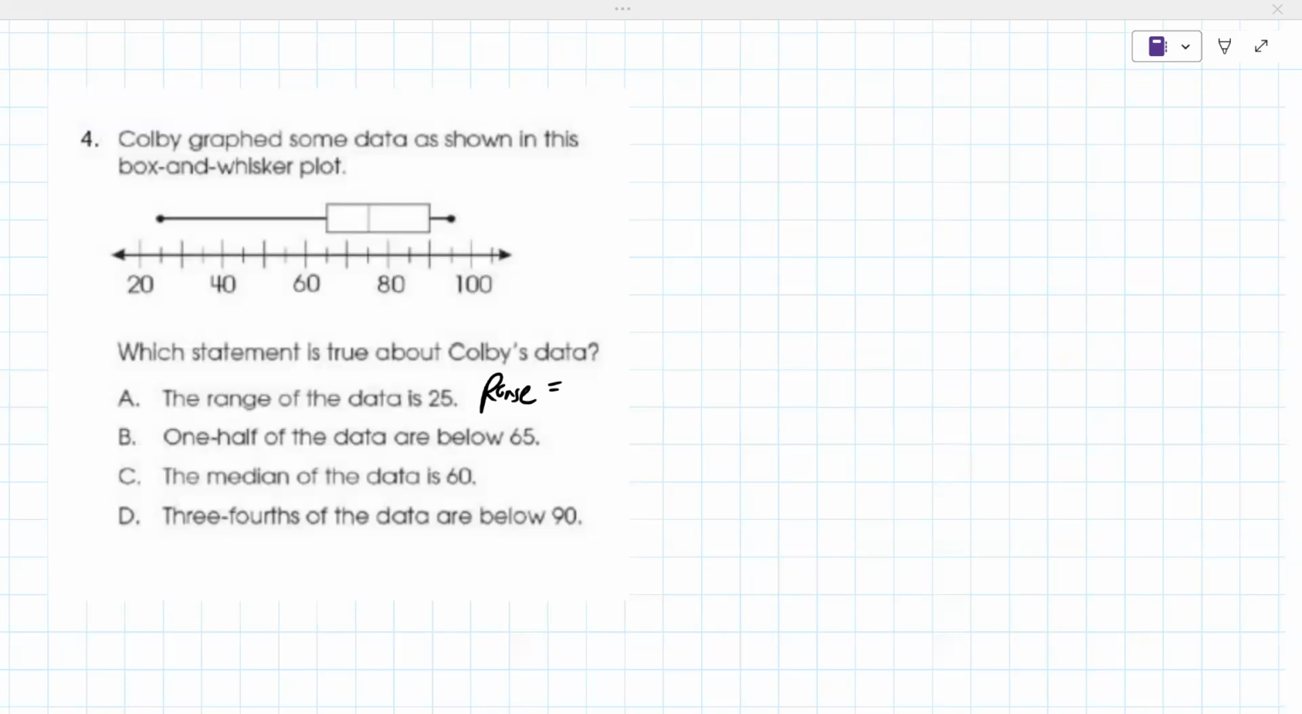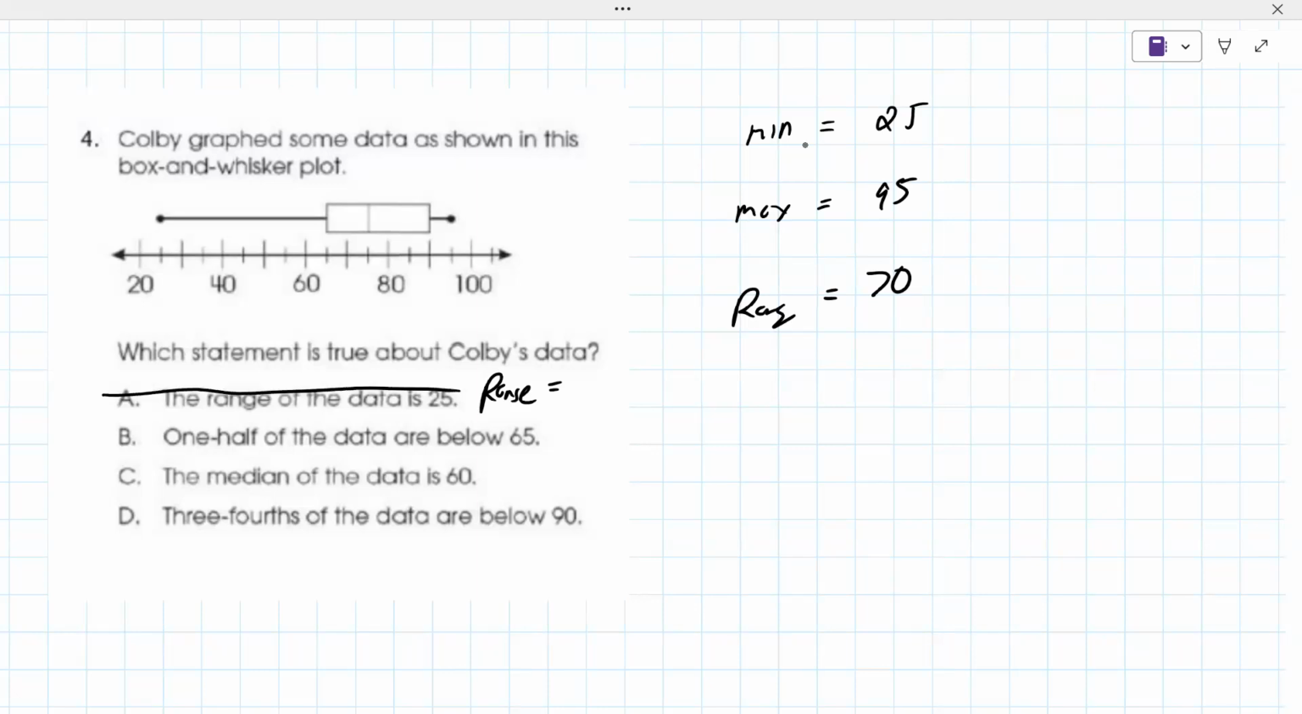So would the data be like the box? Yeah. So let's try this differently. What is the min of the data set? 25. Okay, I'll take that. How about the max? 95. So what is the range? The range is 70. So is the range of the data 25? Okay.